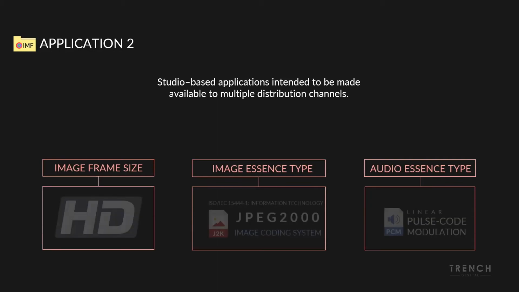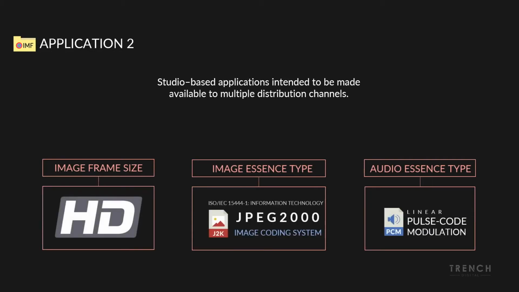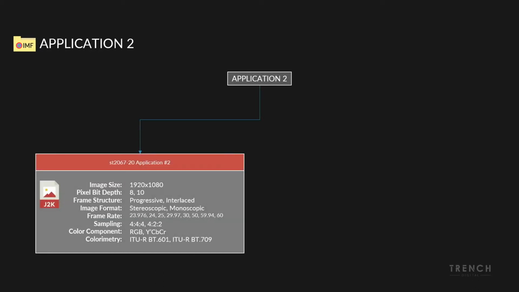It relies on image essence coded as JPEG 2000 code stream and audio essence coded as linear PCM. App2 supports an image size up to Full HD, which is 1920 by 1080 pixels, with a maximal pixel depth of 10-bit. It can accommodate both stereoscopic 3D and monoscopic imagery, both structured as progressive and/or interlaced, running with a frame rate from 23.976 up to 60 frames per second.